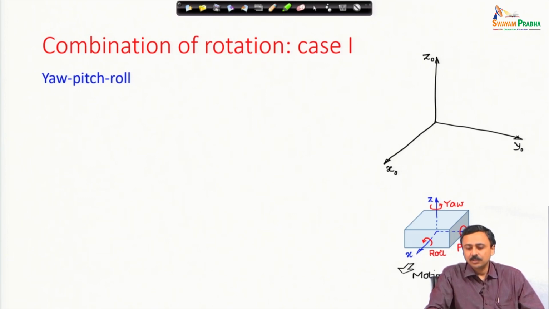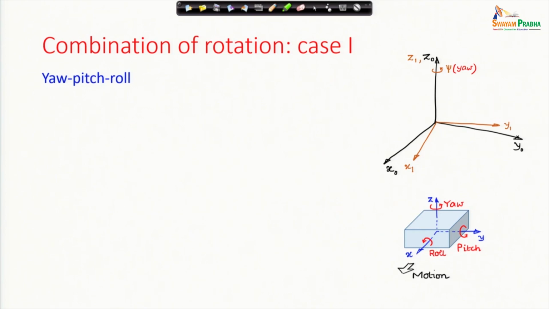We start with this x 0, y 0, z 0 coordinate frame. We first give a rotation angle psi, which is called yaw. It is about that vertical z naught axis. So, z naught and z 1 are of course the same. The brown frame was initially coincident with the black frame. Now, because of the yaw rotation, it has changed its orientation. And remember that x is the direction of motion, this is the direction of motion.